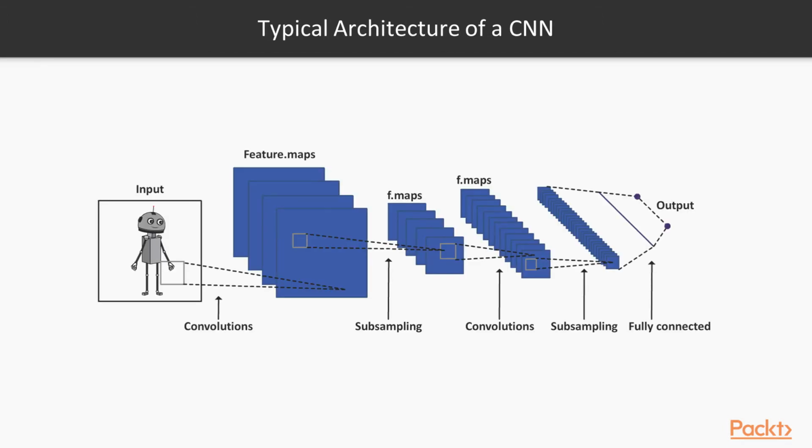Here is a typical architecture of a convolutional neural network. You have your input image, and convolutions are created, small subsets of features from that image, built out into feature maps across the different layers. Over time, these are consolidated into a final output layer to get to that classification.